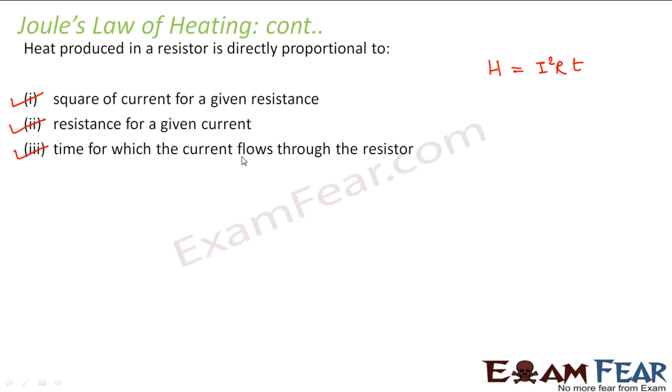So this also tells us that if current keeps on flowing through a circuit, the resistor gets heated up gradually, right? Because some amount of heat is getting produced across the resistor. So the resistor will get heated up in due course of time.